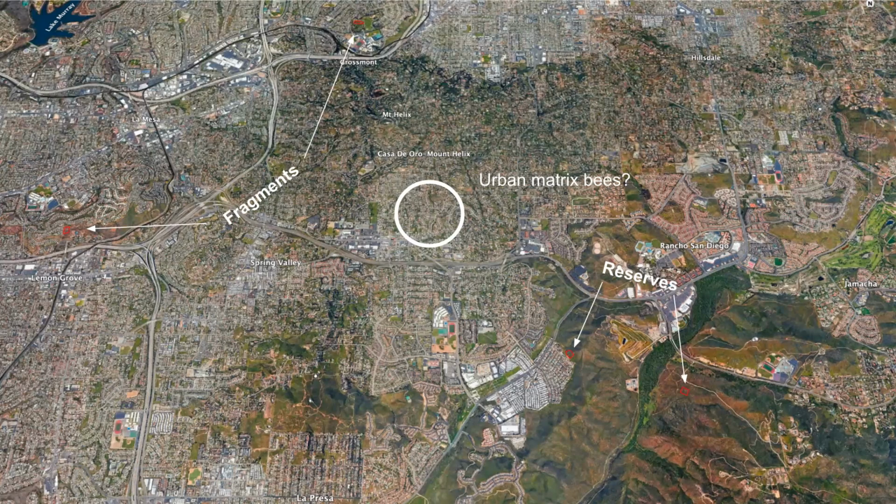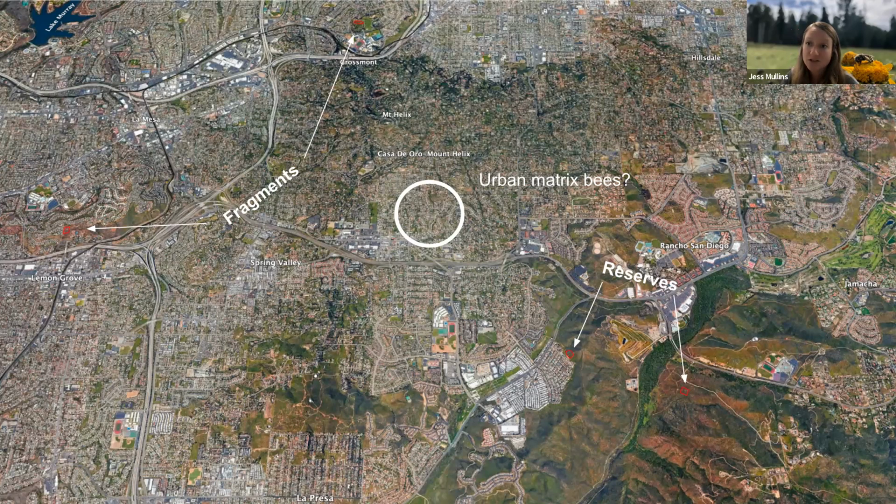I have one question too. The competition from honeybees is a big deal, but are there some predators that are really hard on native bees? Not that I'm aware of. I think that their biggest predators are probably parasites and pathogens. And I think that especially for native bees, that's still largely unknown.